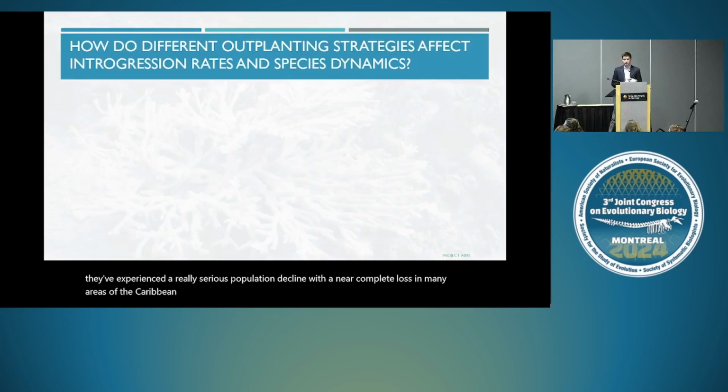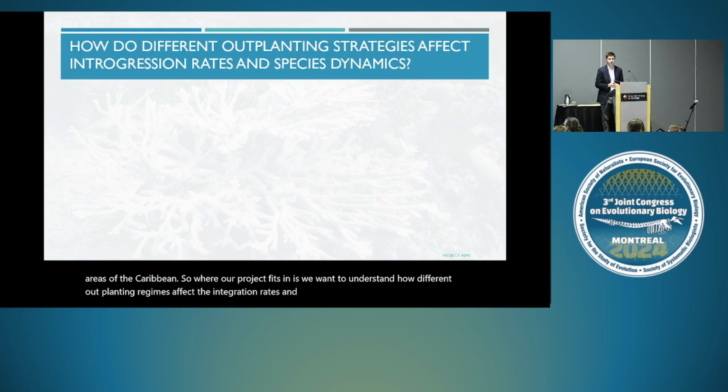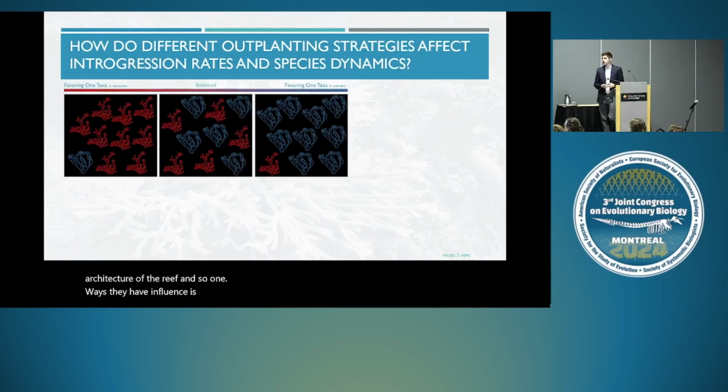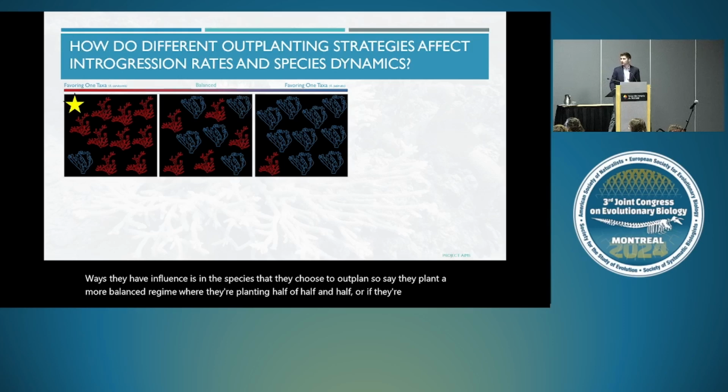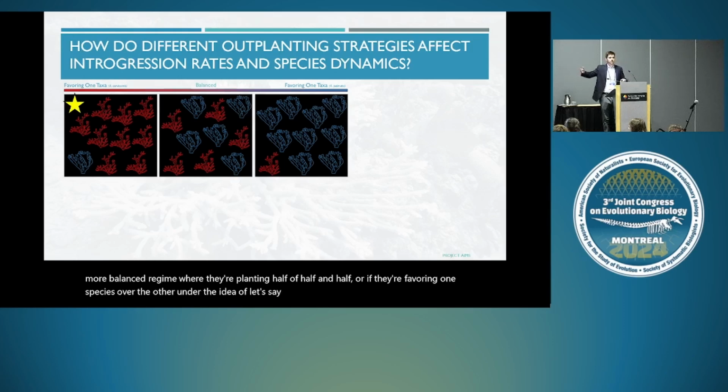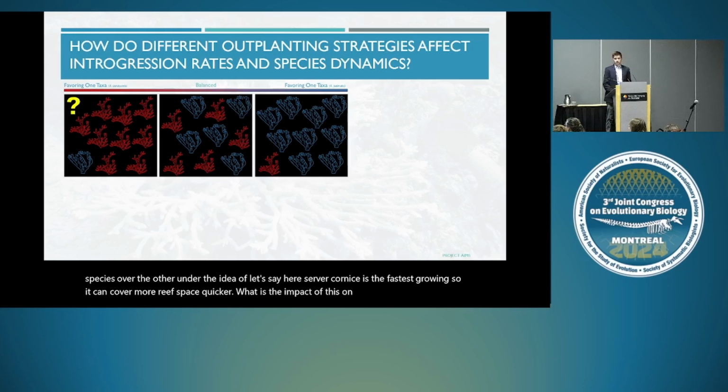And so where our project fits in is we want to understand how different outplanting regimes affect the integration rates and the species dynamics in this population. What you can imagine is if restoration practitioners are individually planting fragments along a reef landscape, they have a lot of influence over the architecture of the reef. One of the ways they have influence is in the species that they choose to outplant. So say they plant a more balanced regime where they're planting half and half, or they're favoring one species over the other, under the idea of, let's say here, cervicornis is the fastest growing, so it can cover more reef space quicker. What is the impact of this on the population dynamics and the integration?